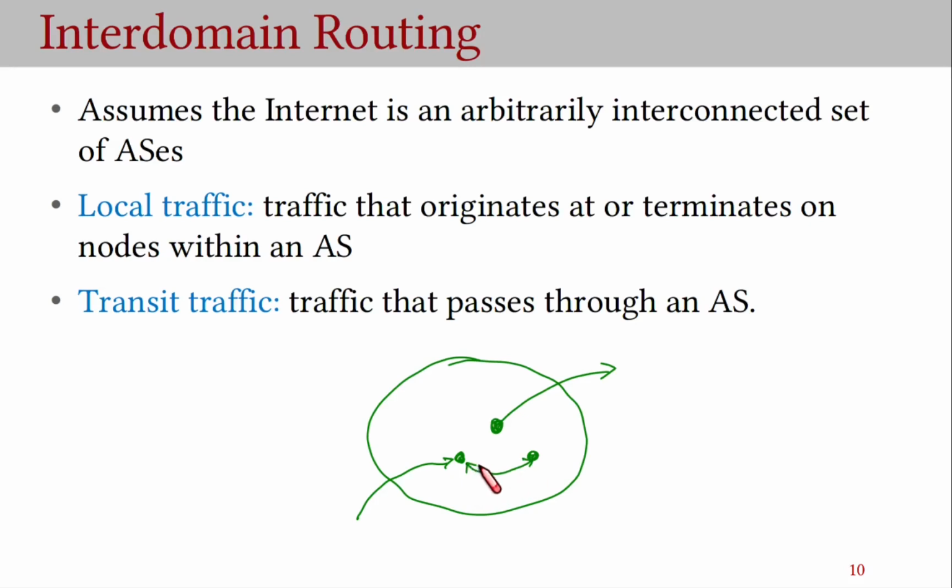And then transit traffic is the traffic that passes through an autonomous system. So this traffic neither originated nor is going to terminate inside this autonomous system. It might have originated somewhere outside here and is going to go somewhere there. So it comes inside, transits through this autonomous system, and then exits. Right, so this is transit traffic.